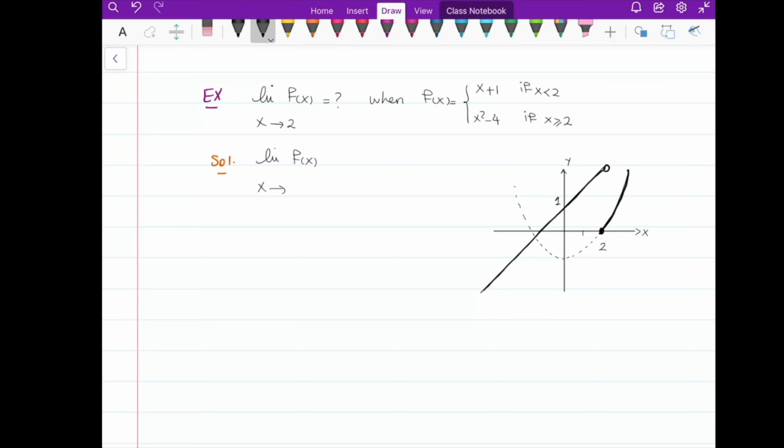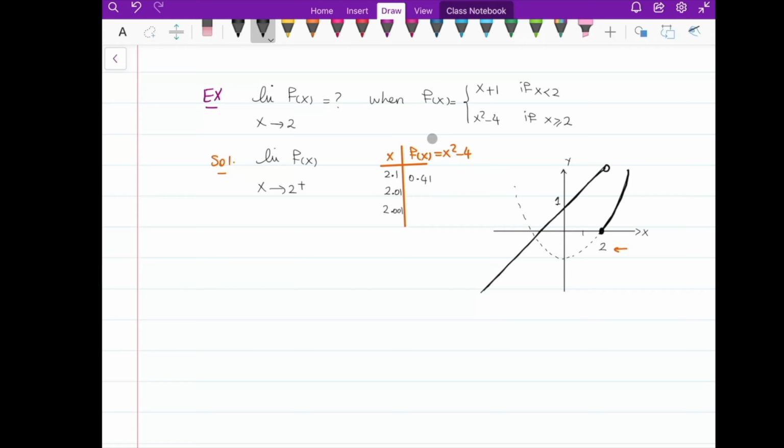To find the limit, let's find the limit as x approaches 2 from the right, which means that we are approaching 2 from the values that are greater than 2. Let's put the values into the function and try to estimate the limit. Since x is greater than 2, I'm going to follow this parabola, x squared minus 4. Values that are greater than 2, I can put 2.1, and then getting closer to 2, 2.001.